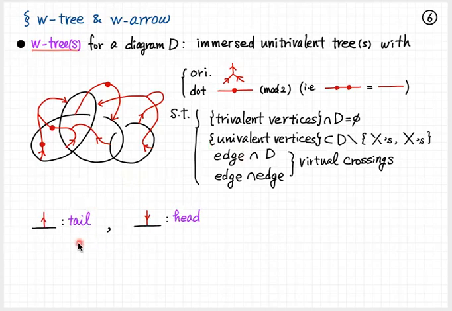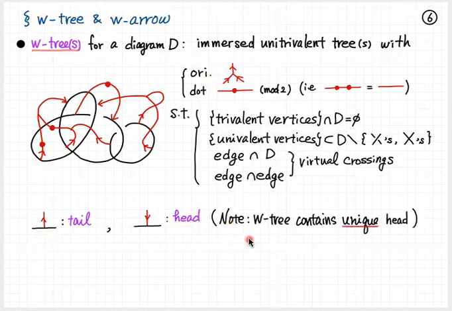There are two kinds of univalent vertices. This type is called a tail, and this type is called a head. Since we have this orientation condition, we note that each double tree contains a unique head. For example, here, this has three tails and one head.